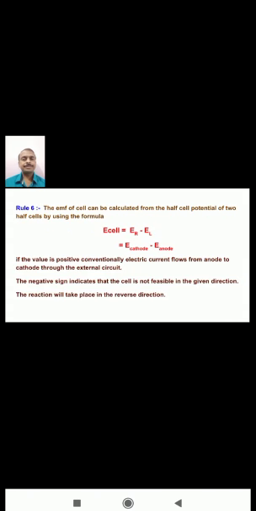Rule number 6. The EMF of the cell can be calculated from the half cell potentials of the two half cells by using the formula E cell equals E R minus E L, which is E cathode minus E anode. If the value is positive, conventionally electric current flows from the anode to the cathode through the external circuit, and a negative sign indicates that the cell is not feasible in the given direction, and the reaction will take place in the reverse direction. So this is the conventional representation of the electrochemical cell.